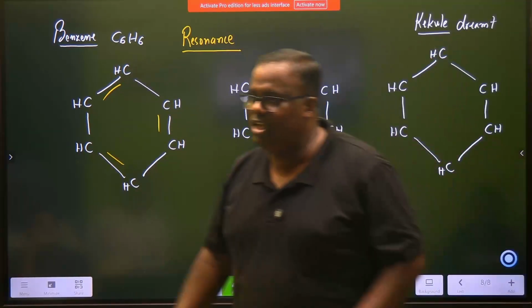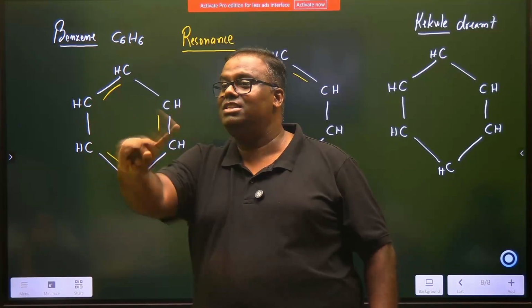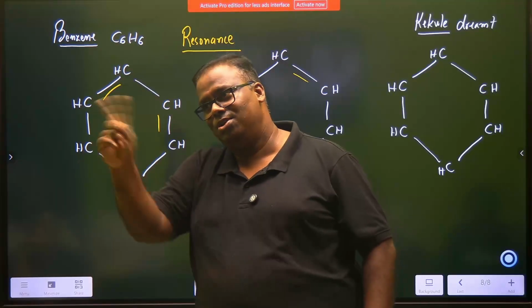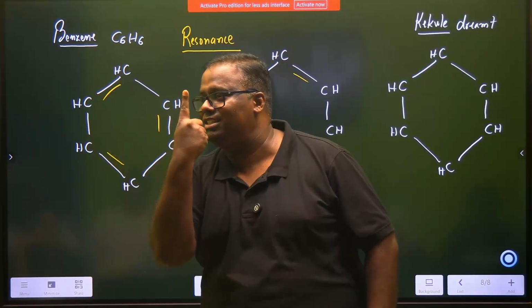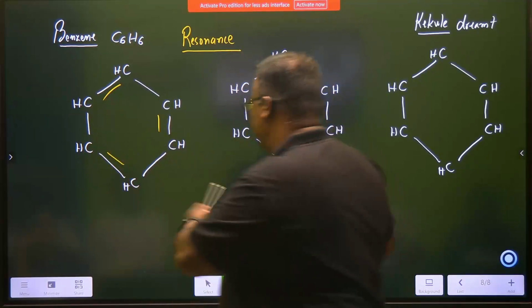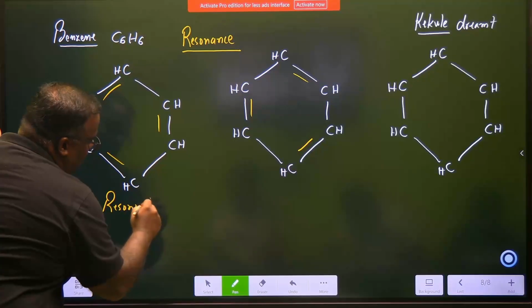Have you played this game with kiddos? Catch the fish. Where is the fish, right or left? Sir, it is at right also, it is at left also. How many fish? Only one fish. Fish can come right, fish can go left. So these structures are known as resonant hybrids.